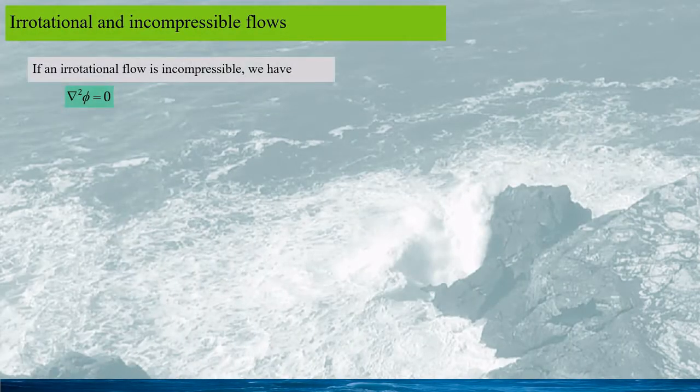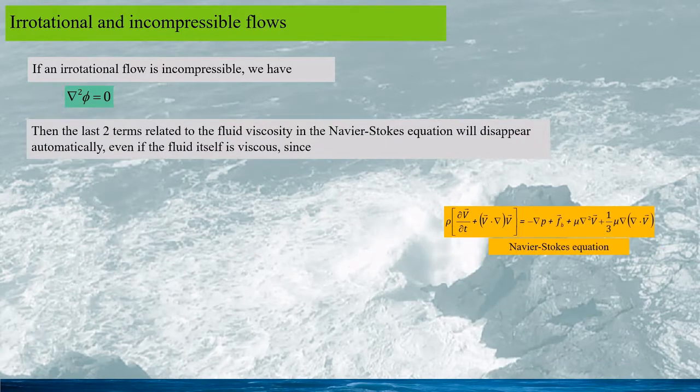As we know, for an incompressible irrotational flow, the velocity potential function satisfies the Laplace equation. Under such an assumption, the last two terms related to the fluid viscosity in the Navier-Stokes equation will disappear automatically, even if the fluid is viscous.